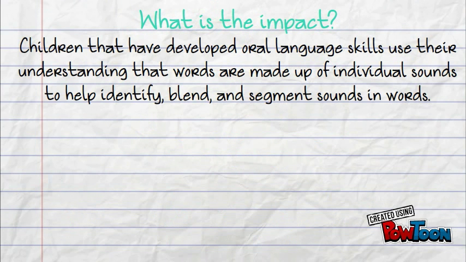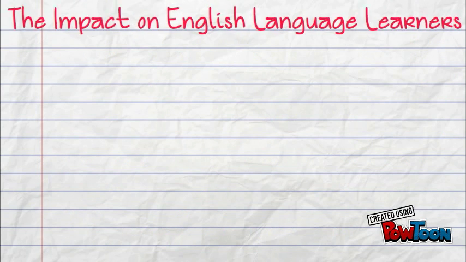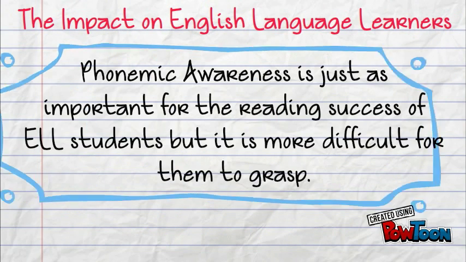Children that have developed oral language skills use their understanding that words are made up of individual sounds to help identify, blend, and segment sounds in words. To decode unfamiliar words, a child will have to know how to blend sounds together in words. If their oral language development hinders their ability to identify these sound units, it will be reflected in their reading and writing skills. The impact on English language learners.